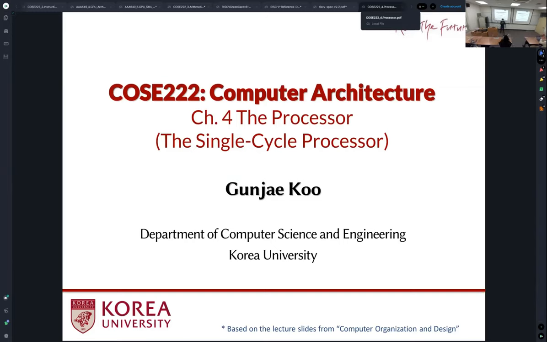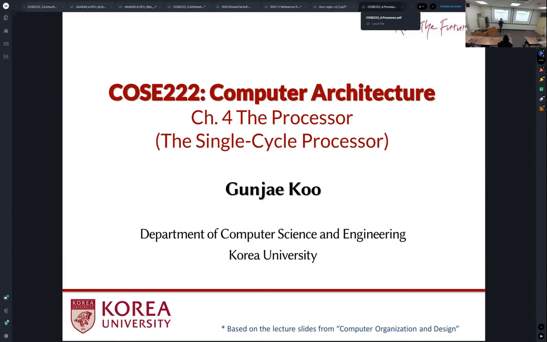So processing. In chapter four, we will learn how to implement the processor hardware. In chapter two, we learned about the instruction set architecture. And when I explained the definition of processor, I also mentioned the micro architecture, okay? So in chapter four, we will learn how to design the processor architecture. This architecture means the micro architecture of the processor.